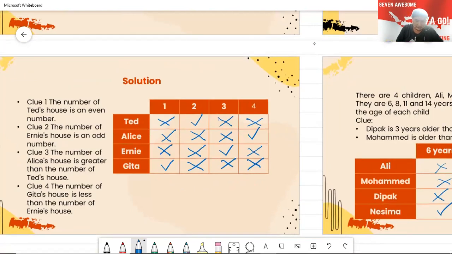Sorry, I haven't erased this one. I'm going to erase this first. I'm going to explain from the beginning.